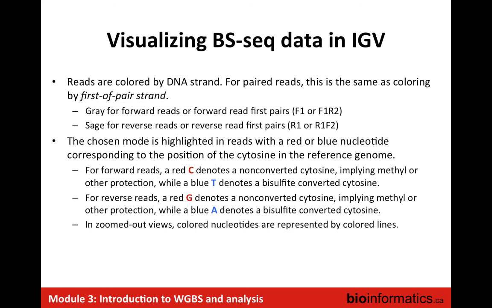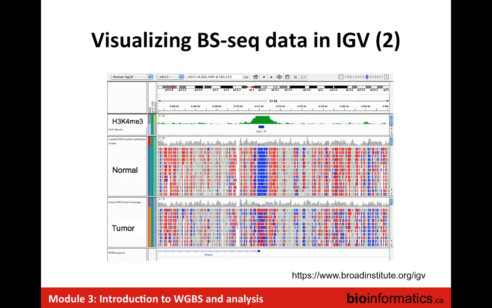So there's actually a function in IGV that allows you to display the reads, knowing that these are bisulfite treated reads, and knowing to represent, on the forward strand, that if you have a C, that corresponds to a non-converted cytosine. So it uses the underlying information about the bisulfite treatment to display reads in a way that makes sense. We'll go through that in the lab. Here again is a typical view of IGV, which is what we'll use.